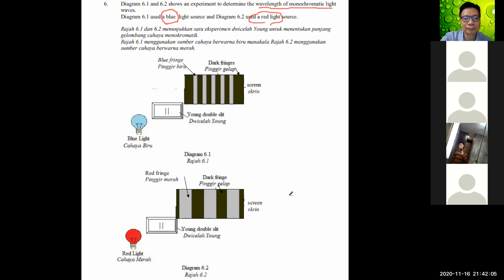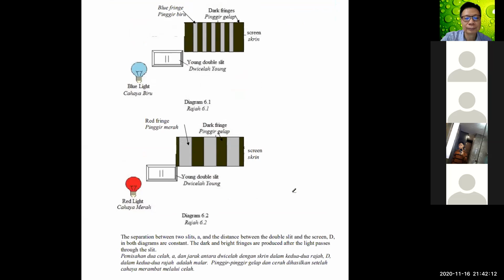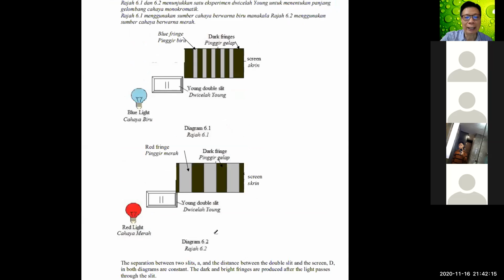Now the question. The separation between the two slits is A, here. And the distance between the double slit and the screen is D. That means from here to the screen is D. So this one is D, the distance, and this one is A, the separation. The dark and the bright fringes are produced. So you have dark, bright, dark, bright, isn't it?